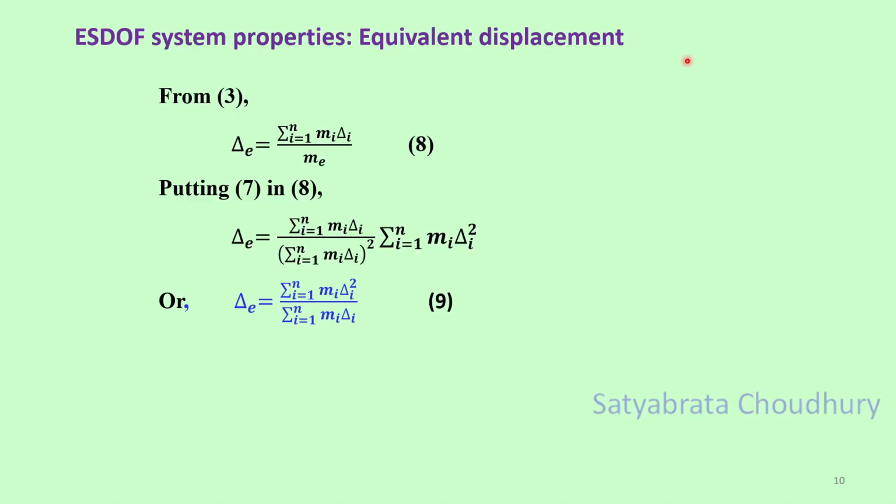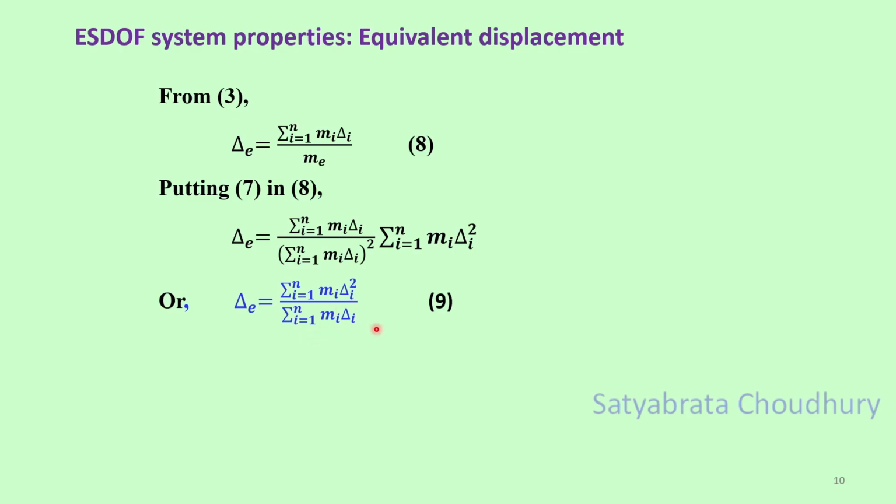Now let us find the equivalent displacement. Equation 3 was already available with us. From equation 3, delta E can be written as summation mi delta I divided by Me, just by reversing the side of the Me, equation 8. And put equation 7 in 8, that is the expression for Me that we derived in the previous slide. So after simplification, you get delta E equal to summation mi delta I square divided by summation mi delta I.